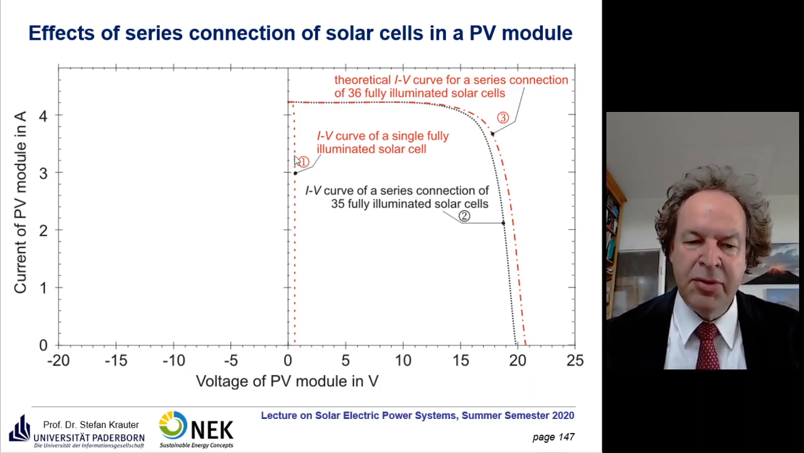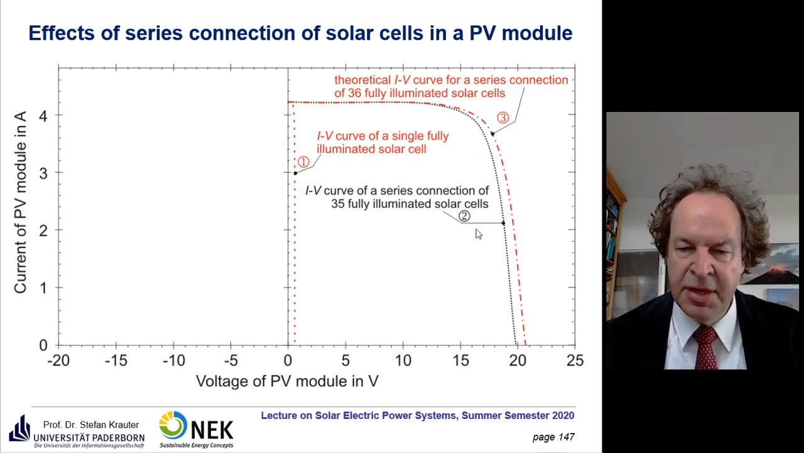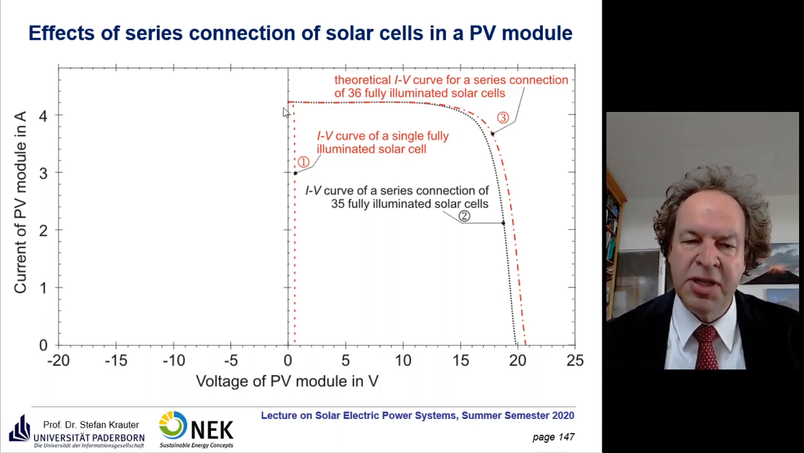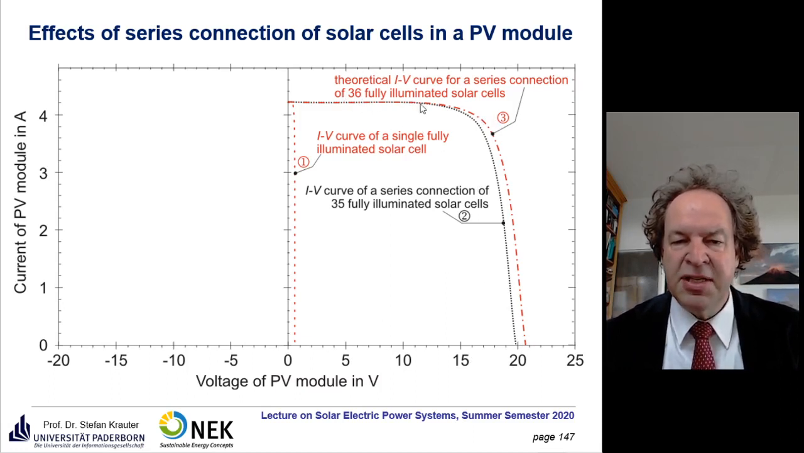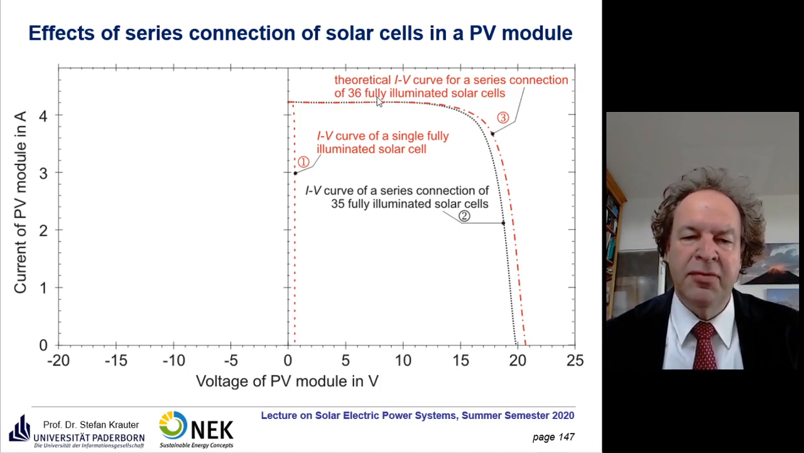And now you put them in series. That means the current stays the same and the voltages add up. For example, if you look at number 2, these are 35 fully illuminated solar cells interconnected in series, so we add all up: it's 35 times 0.6 volts. And last but not least, we see 36 illuminated solar cells. This is the final IV curve for solar modules with 36 cells. Nowadays, modules even have 72 interconnected solar cells.